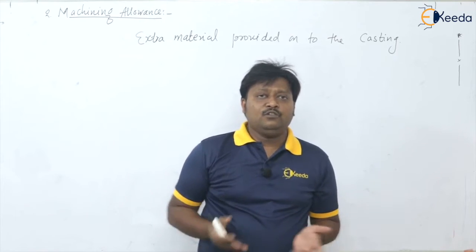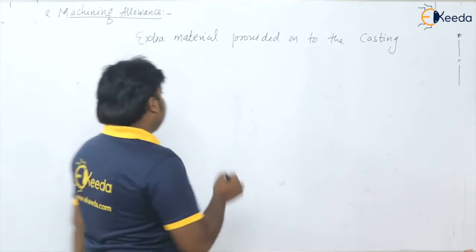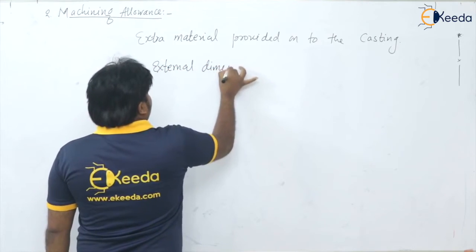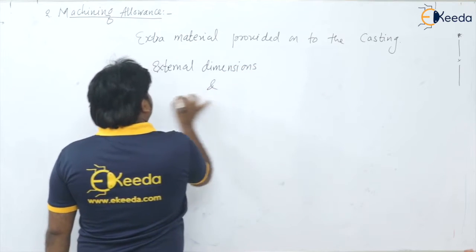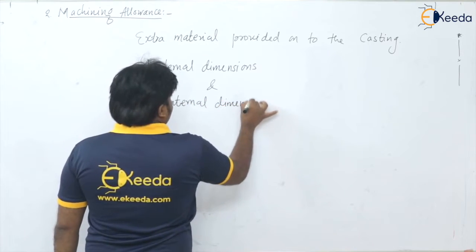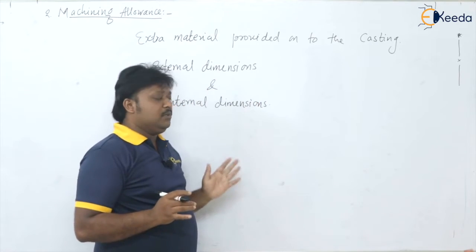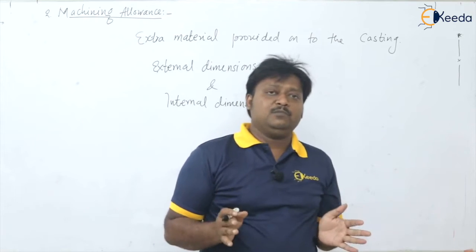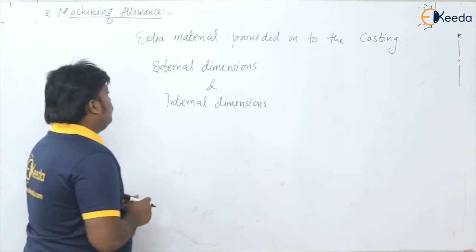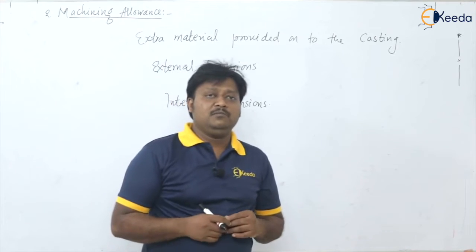Okay, so machining allowance, how to give the machining allowance? Definitely again there are the external dimensions and the internal dimensions. On the external dimensions, please remember I am telling you the rule on how to provide the machining allowance, so that in calculation there will not be any kind of confusion. Like the shrinkage allowance, where we solved the numericals, for the machining allowance also we are going to solve some numericals.